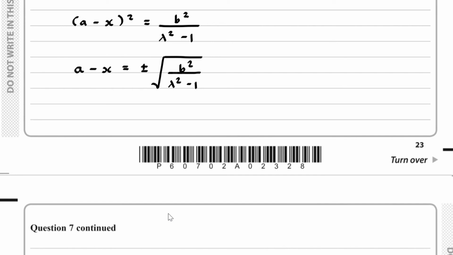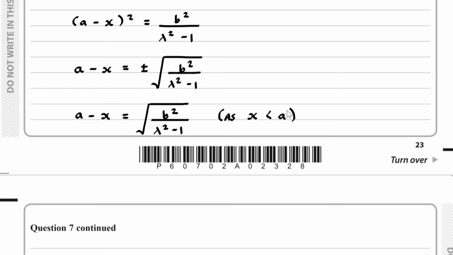And because we have x being less than a, we need to take the positive square root. So we have a minus x equals the positive square root of b squared over (lambda squared minus 1). Then we have this being square rooted, and that's because x is less than a.